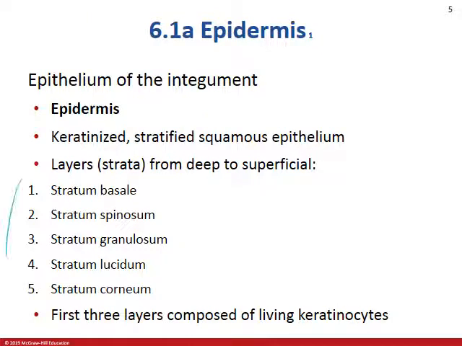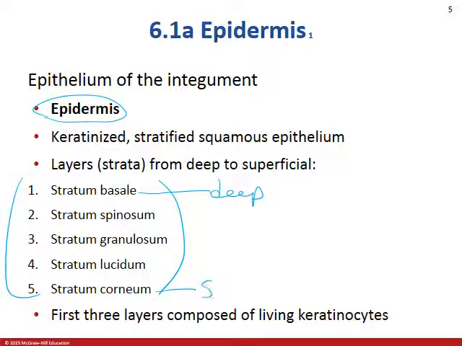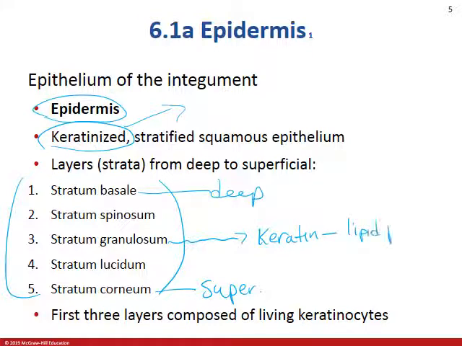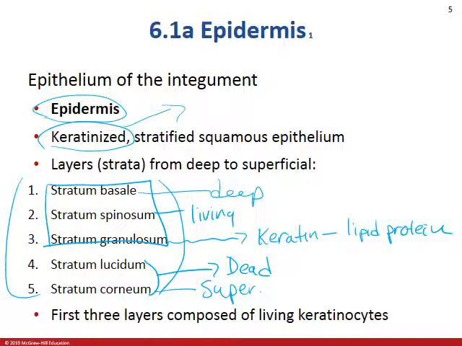Here we have the layers of the epidermis. So we have the basal, which is the deepest, and we have the corneum, which is superficial. Remember that epidermis is keratinized stratified squamous epithelium. So right here in the middle, we're going to start producing lots of keratin, which is a lipid protein that offers us waterproofing from the outside. So these 3 layers are living, and these 2 layers are dead cells.